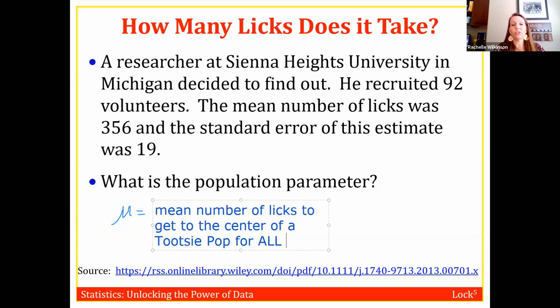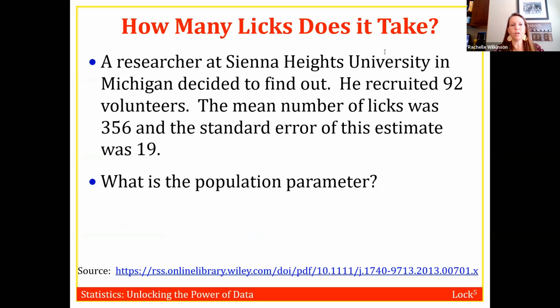for all Tootsie Pop consumers, right? So we're not just talking about the mean of our sample here. We're talking about if everybody who consumed Tootsie Pops licked and counted the number of licks, then this would be the mean number of licks for everybody to get to the center. So it's the mean number of licks to get to the center of a Tootsie Pop for all Tootsie Pop consumers.